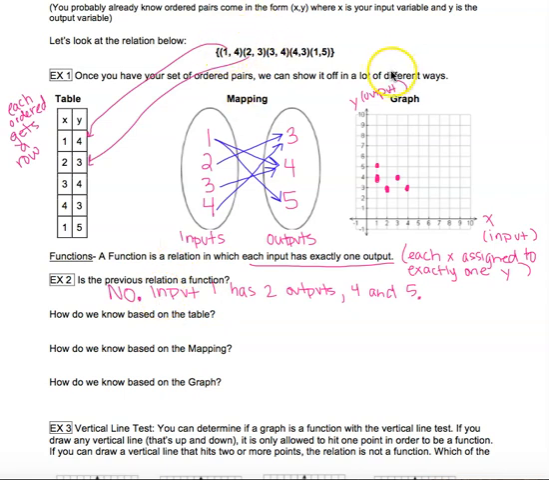So in the list of ordered pairs, we just identified if there was an X that had more than one Y. So how do we know based on the table? If repeated X values have different Y's, then it's not a function.